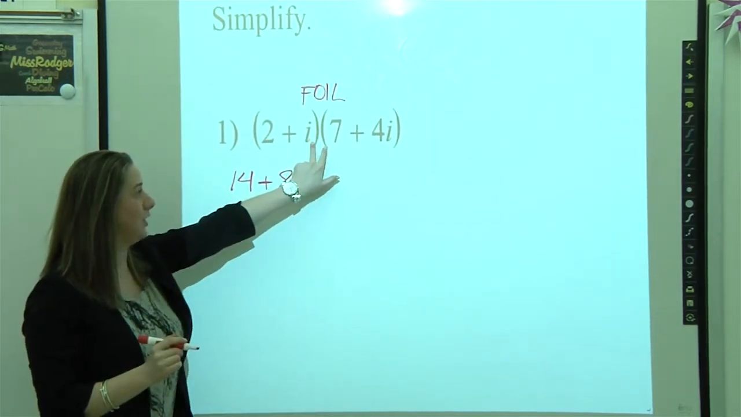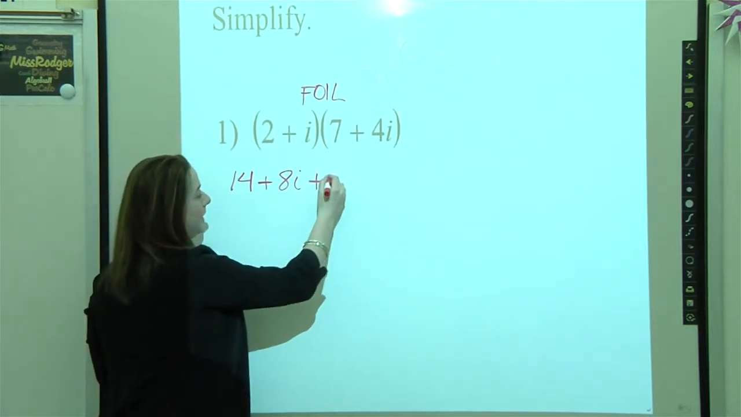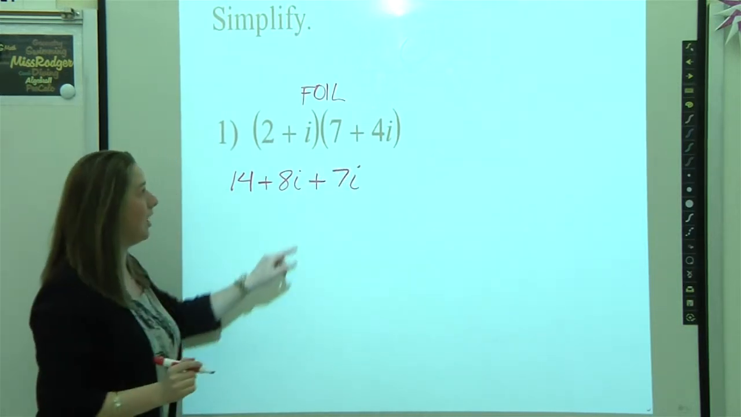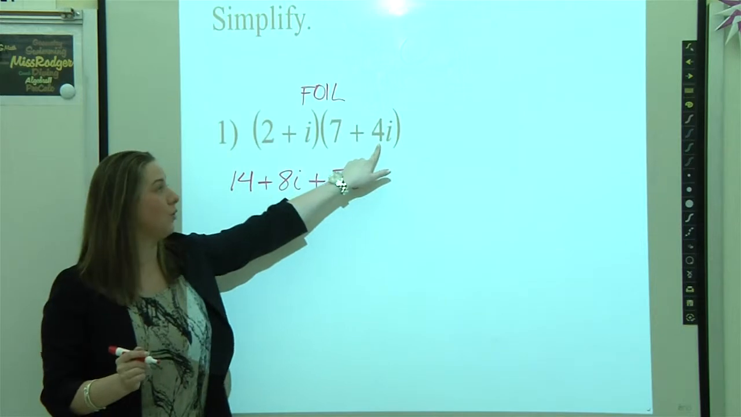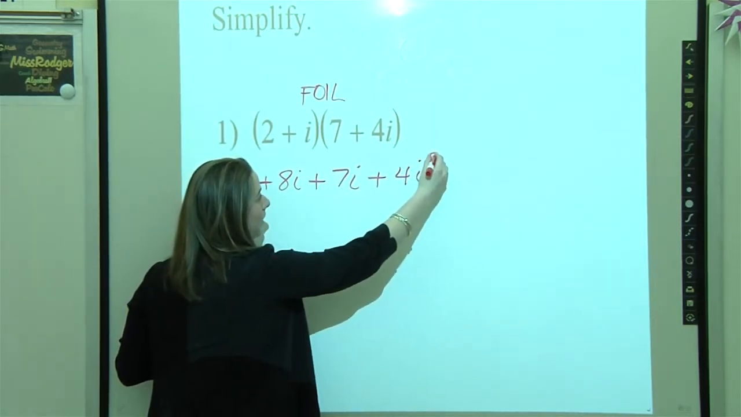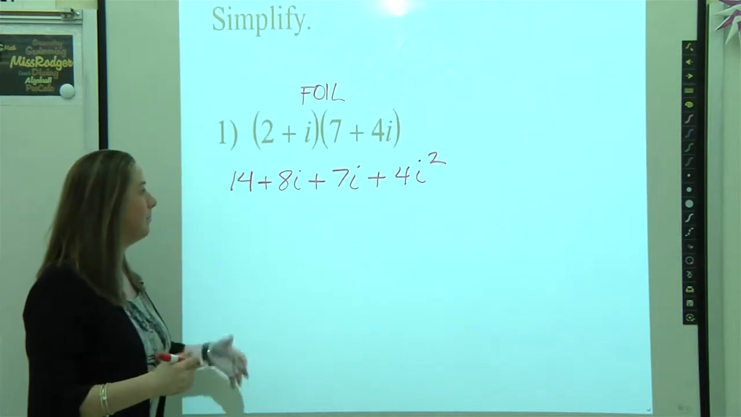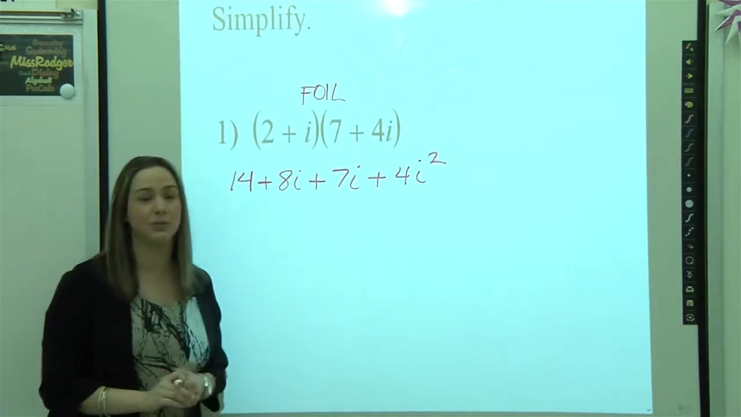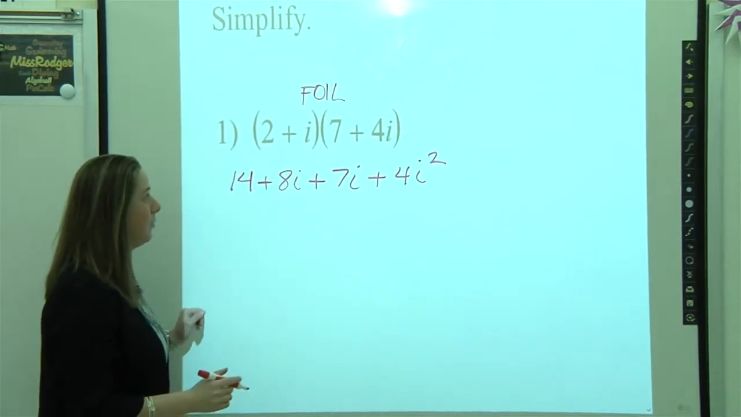Our inner two terms are inside. 7 plus i is 7i. And our last two terms, 4i times i, is going to give us 4i squared. So our next step is to simplify, combine like terms, kind of work this out however we can.